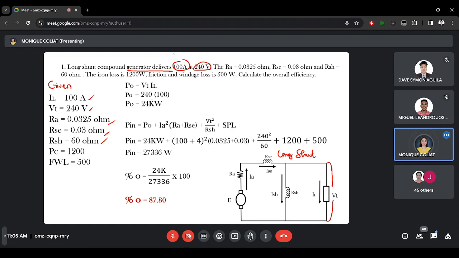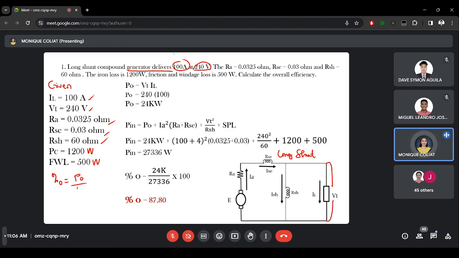Okay. Next is the input power. So to get the input power, put the formula first. So from the long shunt circuit, we have here PO plus IA squared times RA plus RSE, right? Because they are in series. So you have to include that. Then next is VT squared over RSH plus SPL. So that's it for a long shunt input power.